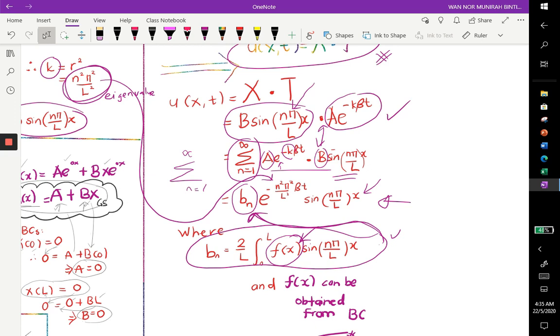So I really hope that this video will help you, and please find the examples in the textbook and please do a lot of exercises on this matter, okay, to make sure that you are familiar with the heat equation, the one-dimensional heat equation. Solve the equation by using the SVM. Okay, so good luck everyone. Assalamualaikum.